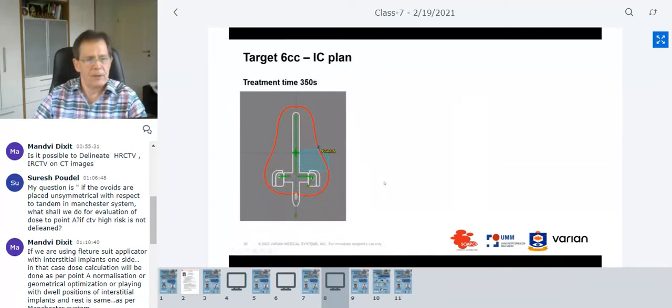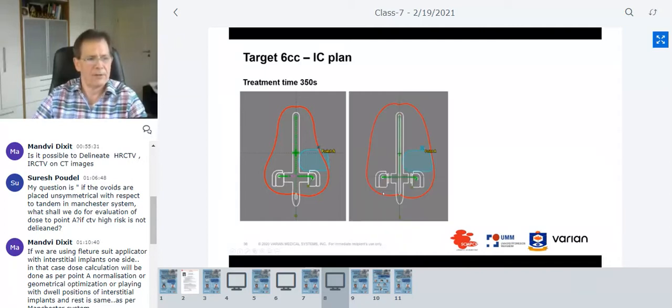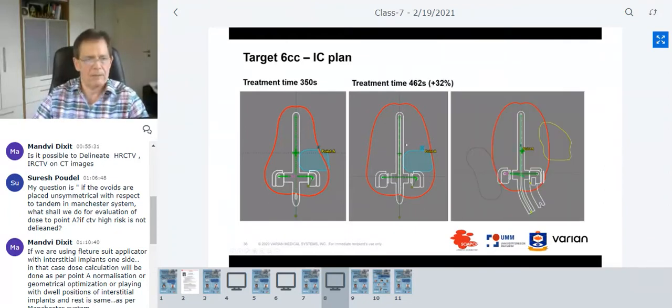So if I increase the target volume by only 1 cubic centimeter, 6 cc instead of 5, I have a situation that looks like this. This is my standard plan, 350 seconds total time, and part of my target is not covered by my isodose line. So if I want to cover that, and I blow up my dose distribution so that it covers this area, then I need 462 seconds, which is an increase of 32% of the total dwell time. And you see what happens. Of course, I violate my restrictions to the risk organs. So it's not a good idea to just blow up your dose distribution.